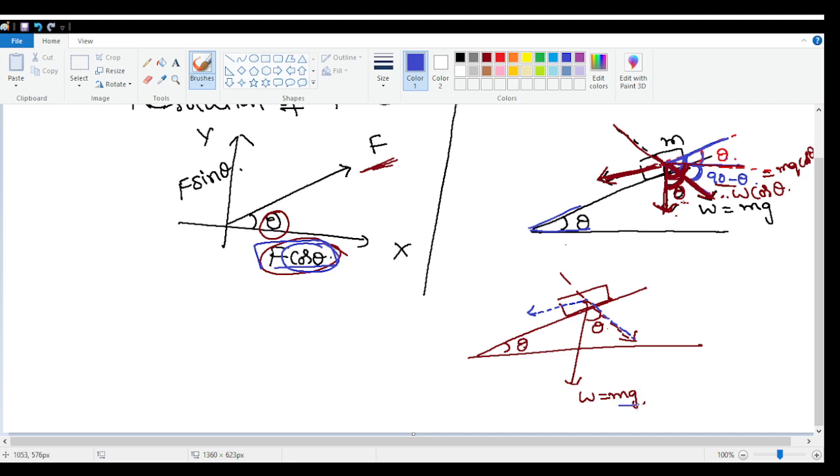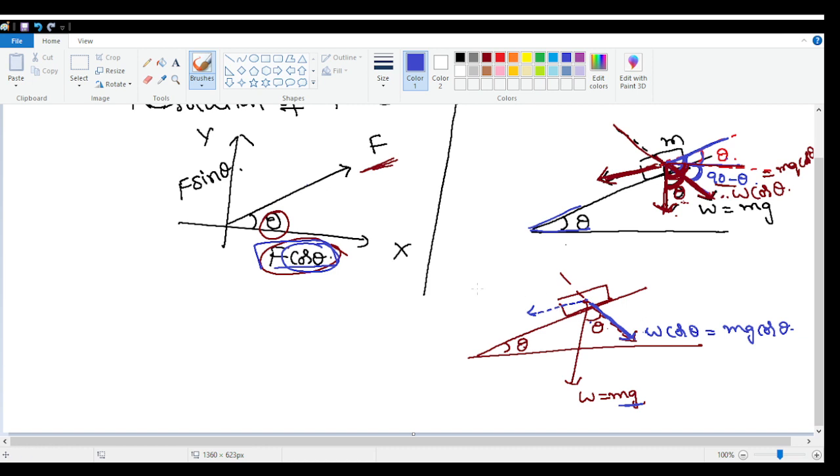Here the vector is mg. What is the adjacent side? Adjacent component means this is the angle, this is the adjacent side. So what is the component of weight along this direction? It is equal to W cos theta, or simply I can write it as mg cos theta.